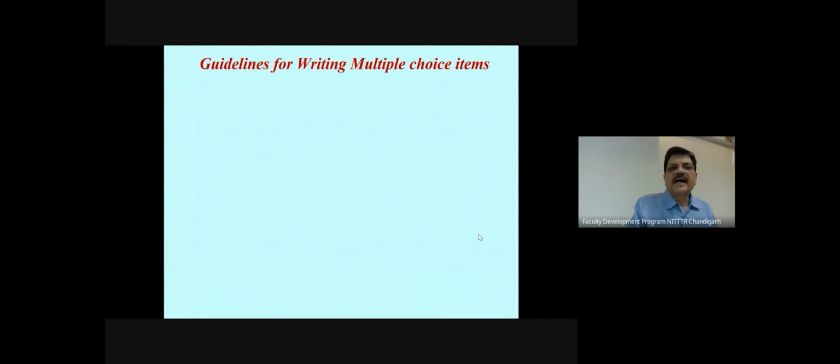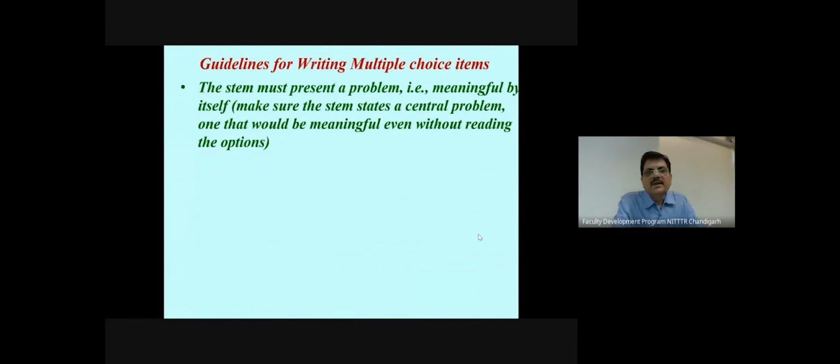Now moving to the guidelines. The STEM must present a problem. That is, it must be meaningful by itself. Make sure the STEM states a central problem, one that would be meaningful even without reading the options.